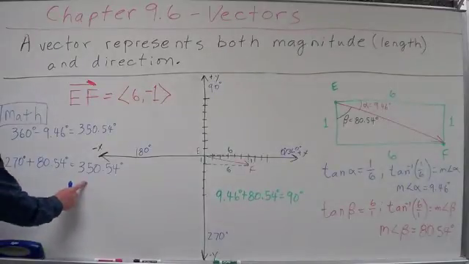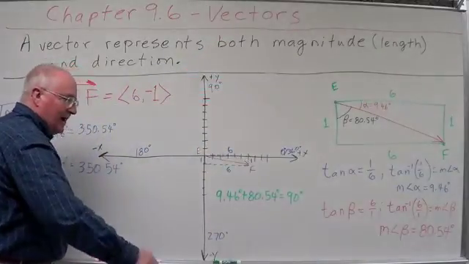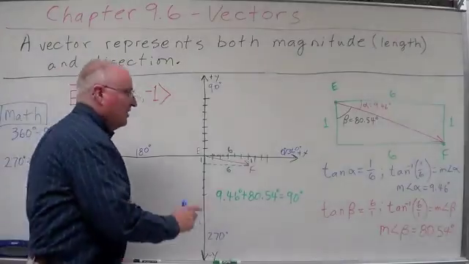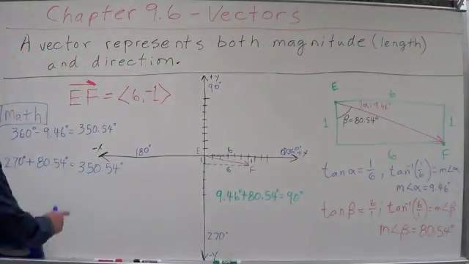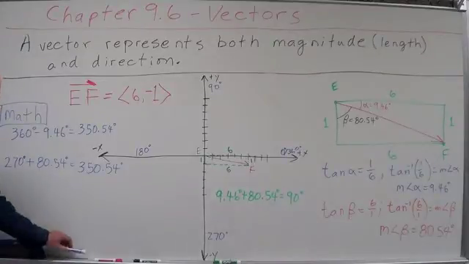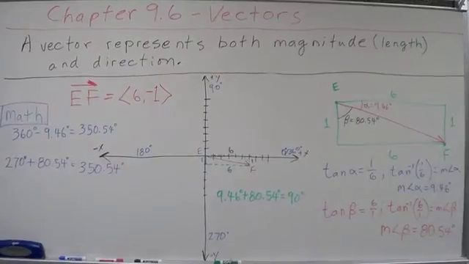It hasn't changed. So sure enough, it doesn't matter which direction we come, whether we're going clockwise off of the 360 or counterclockwise off of the 270, we're going to come up at the same place. That vector is headed the same place at 350.54 degrees. Now, let's look at it from a navigational standpoint, using navigational directions.